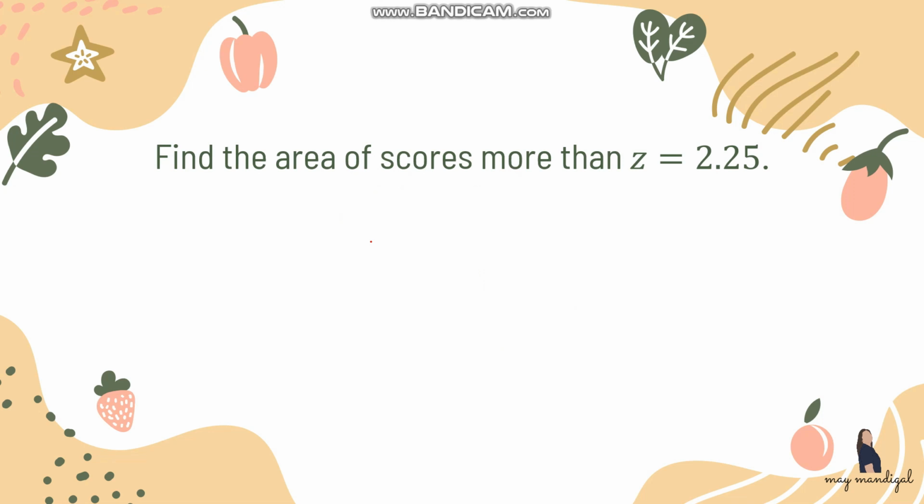Next, how about if it's more than? So find the area of scores more than the z-score, which is 2.25. So let's draw the curve and illustrate.